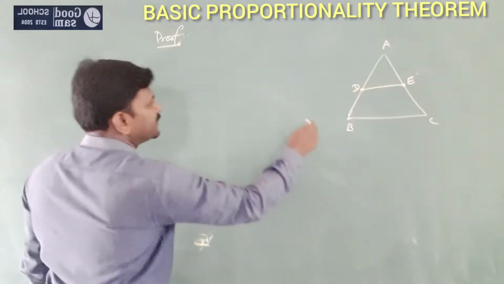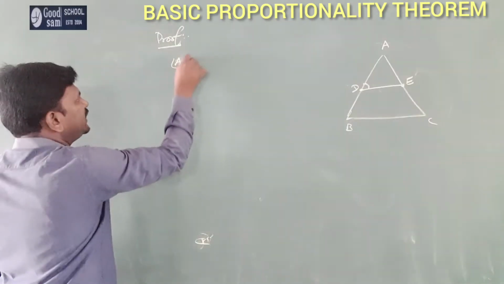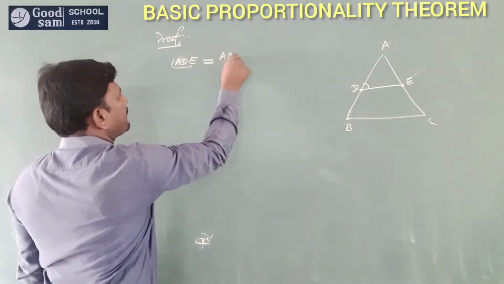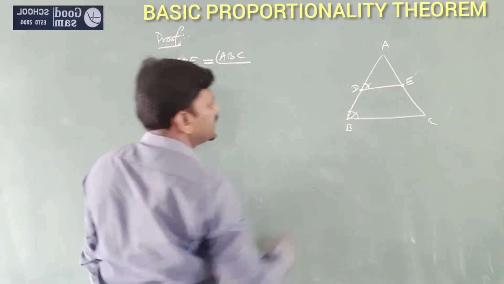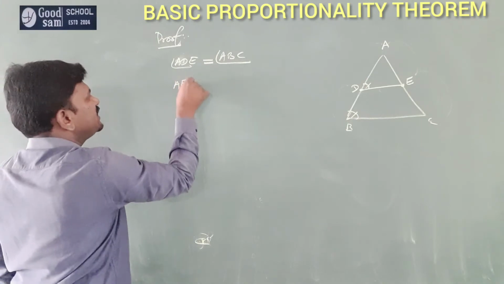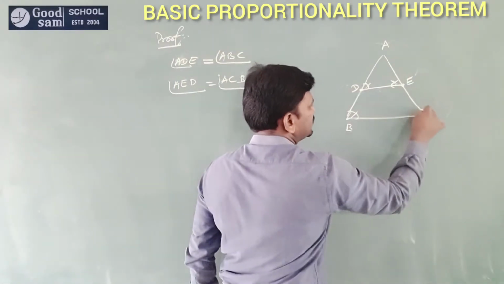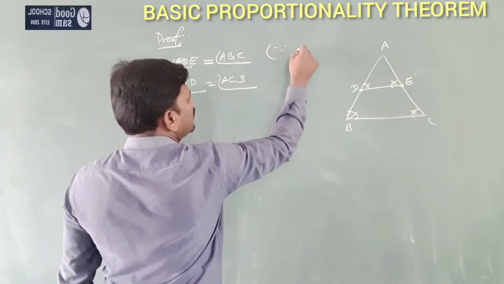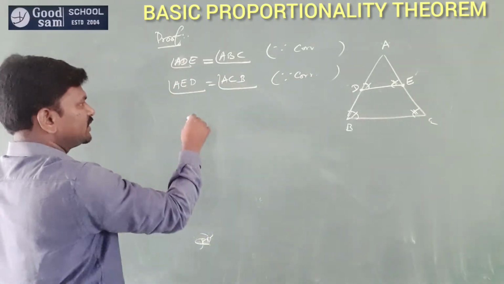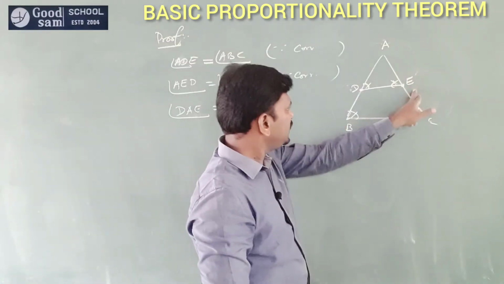See here, angle ADE will be equal to angle ABC because they are corresponding angles. Similarly, the angles on the other side, angle AED will be equal to angle ACB. These two angles are equal, and you have to write the reason: since they are corresponding angles, you can write it fully. Then angle A, that is DAE in the small triangle and BAC in the big triangle.